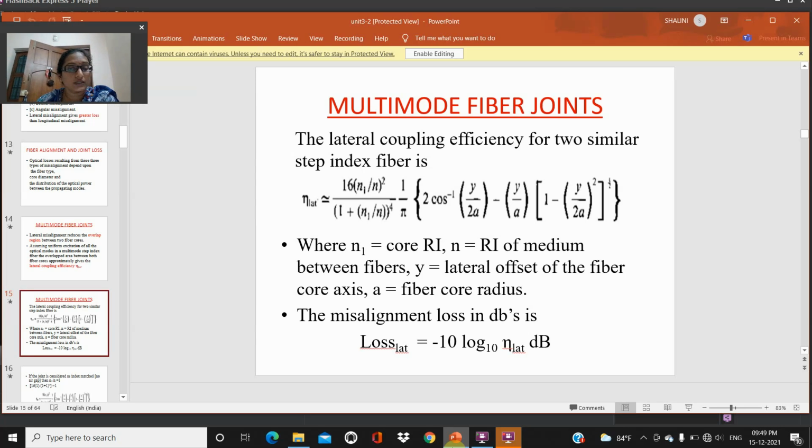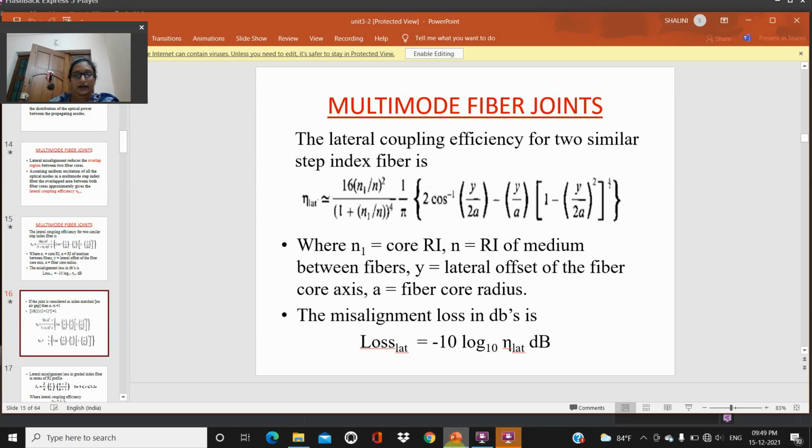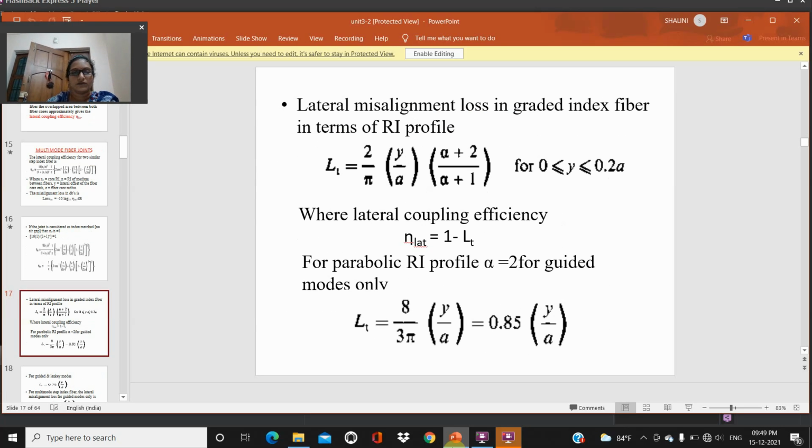The misalignment loss in dB is loss of lateral equal to minus 10 log 10 of eta lateral. Lateral misalignment loss in graded index fiber in terms of the refractive index profile is L1 equal to 2/pi (y/a) ((alpha+2)/(alpha+1)), for 0 less than or equal to y less than or equal to 0.2a, where the lateral coupling efficiency eta lateral is equal to 1 minus LT.